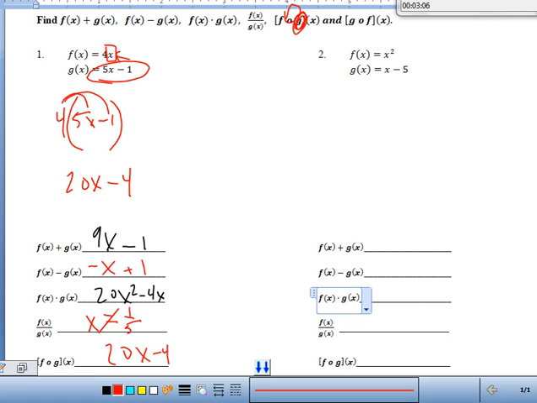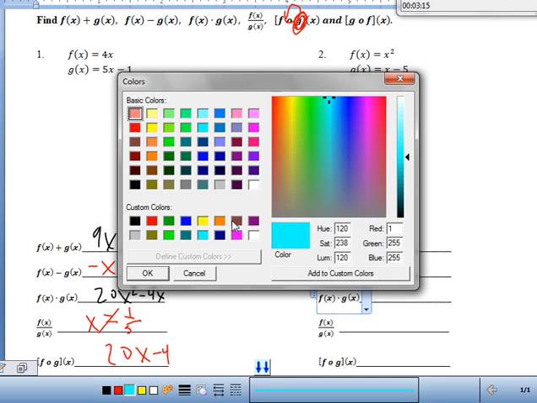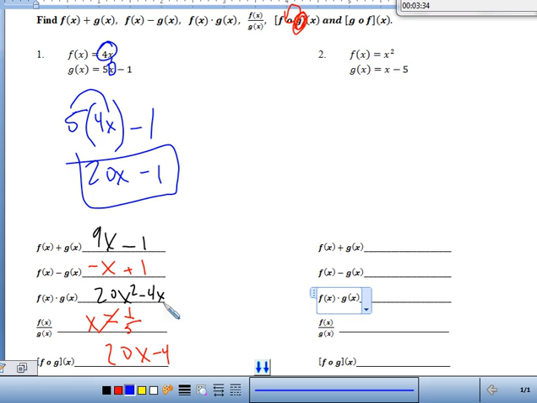And we do exactly the opposite when we're going to do g of f of x. So now I'm going to take f of x and drop it right down into the function g of x. So I have 5 times the quantity 4x minus 1. Multiply these two, and then I subtract 1. And that's our last answer there.